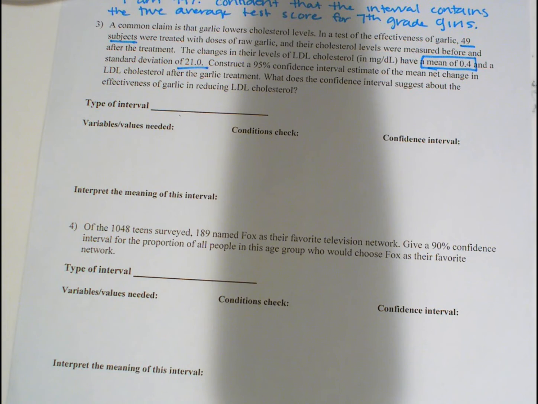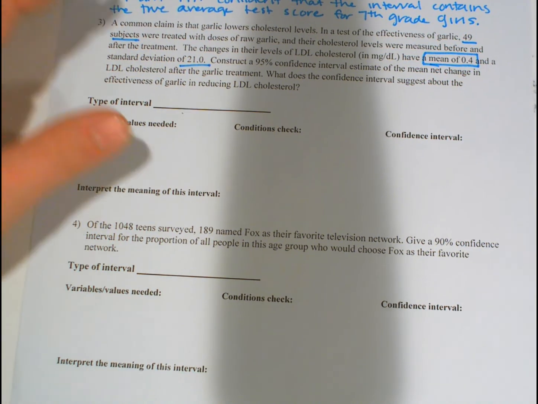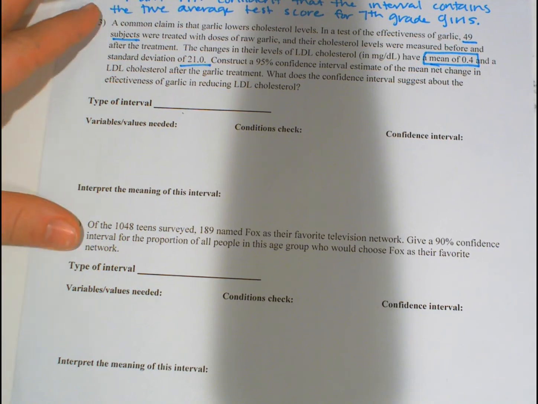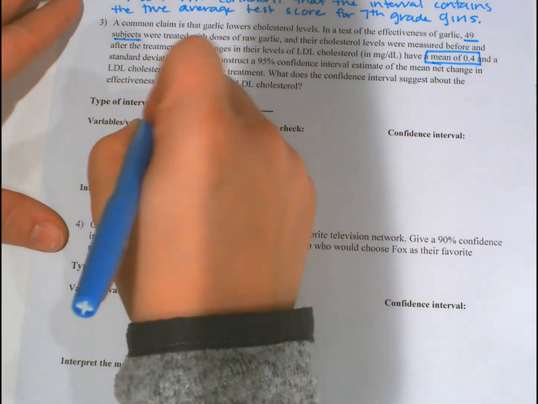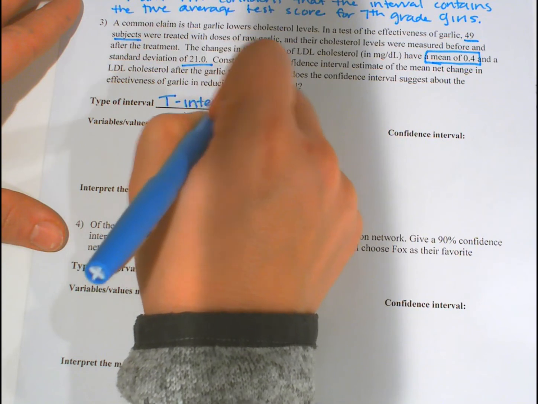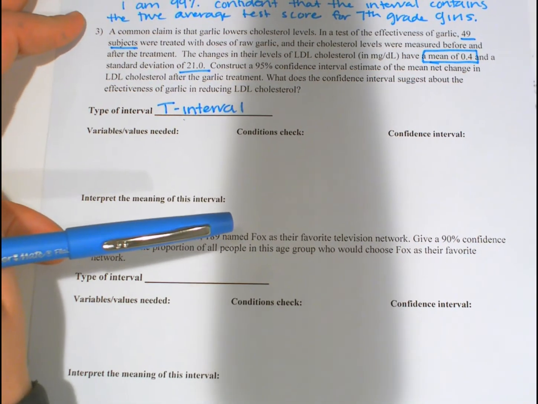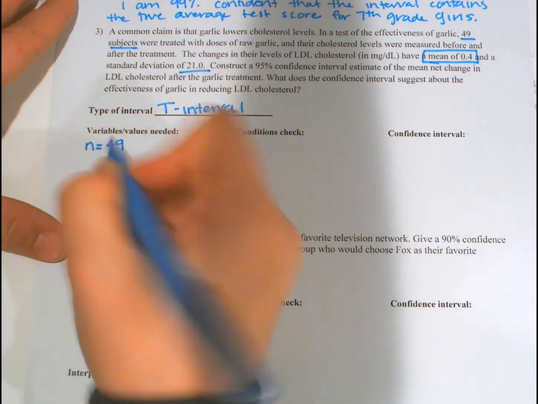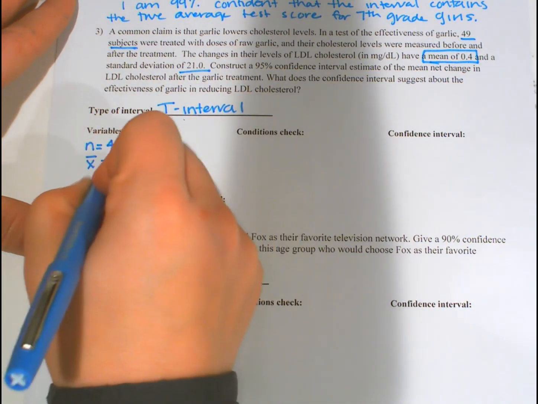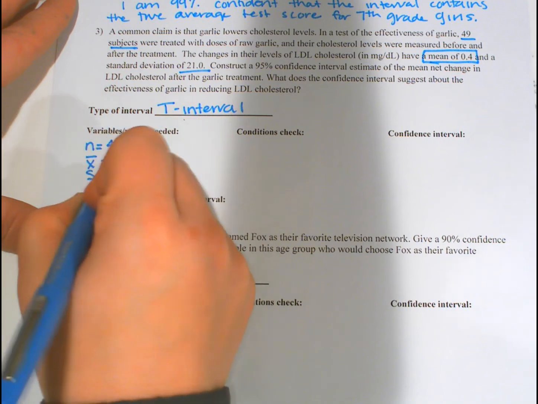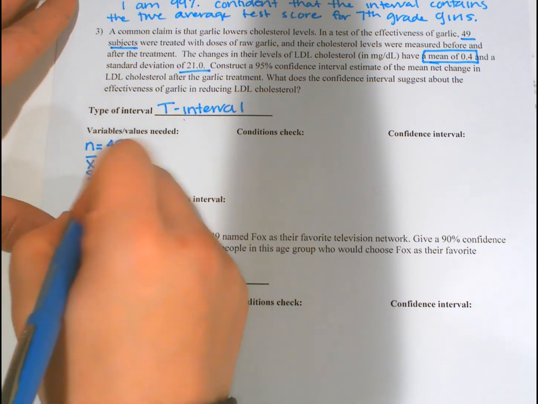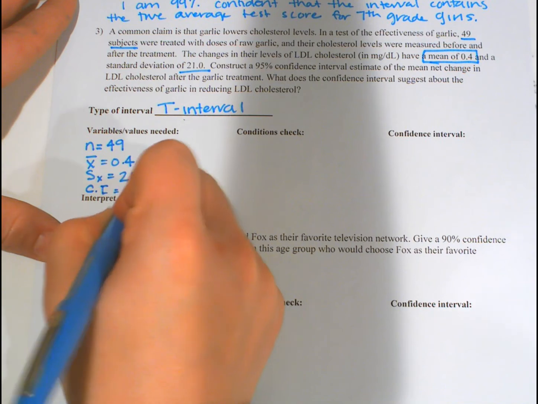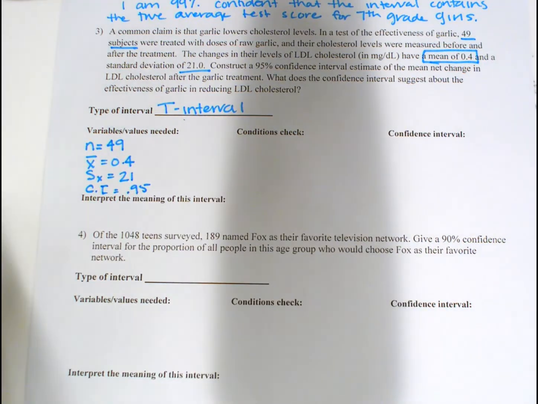What does a confidence interval suggest about the effectiveness of garlic in reducing cholesterol levels? Because I'm given a mean and a standard deviation, I'm working with a t-interval. For t-intervals, I need my n value, which was 49 people. My mean is 0.4, and my standard deviation is 21. I'm looking to construct a 95% confidence interval. Those are all the pieces from the word problem that we need.